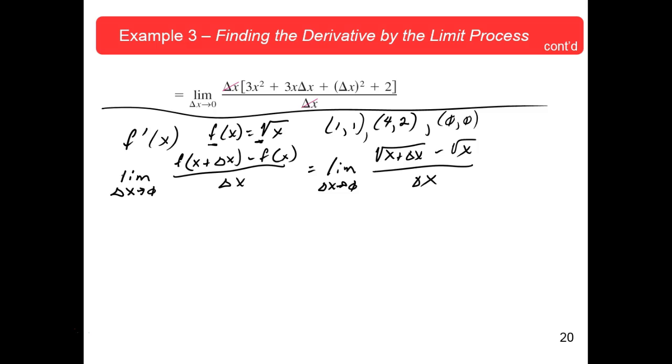Now, I have forgotten the last couple of times, even though I've gone back and said it. If you were to try to plug in at this point, what would you get? If delta x is going to 0, you'd have square root of x minus square root of x, which is 0 over 0. Indeterminate form. So what can we do to make it more palatable? Yes, multiply by the conjugate of the numerator. Usually you do it for the denominator. What is the conjugate of the numerator?